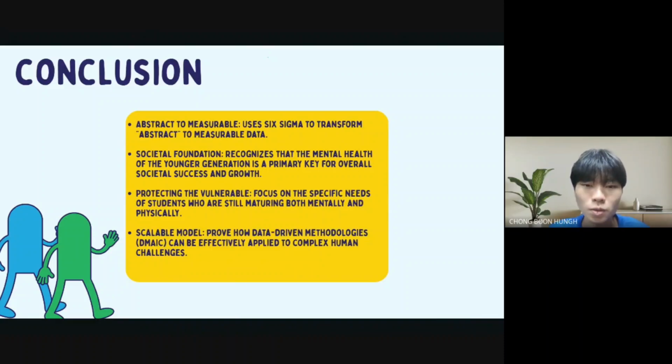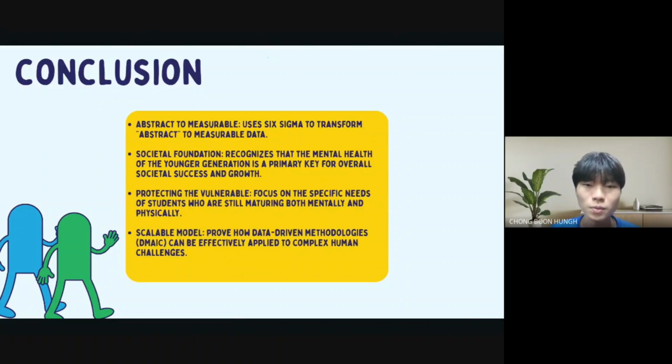So the third one will be protecting the vulnerable. As we know, the youngsters and the young generation nowadays are not mature enough, and so we are doing this research to focus on their needs and give them useful help and aid to be mentally stable and also physically stable.